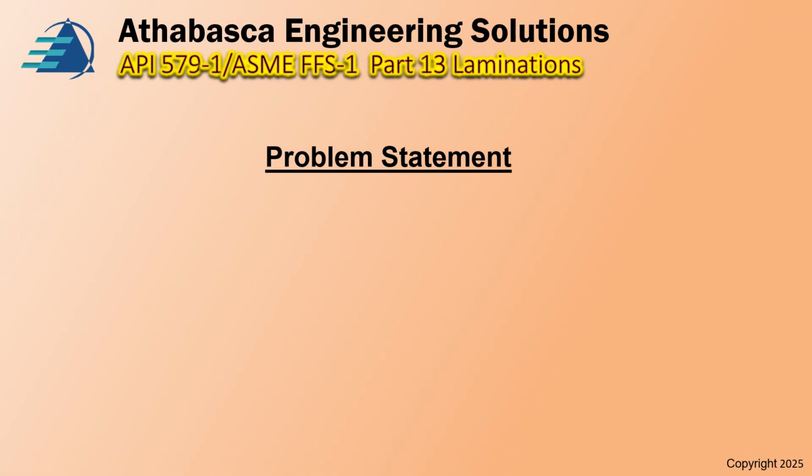So let's look at the problem statement. What do we want to do? We want to perform a level 1 assessment per part 13. Now there's a very detailed description, but what I like to recommend is that we break the givens into what the process people provide, what the mechanical engineer provides, and what the inspection people provide.